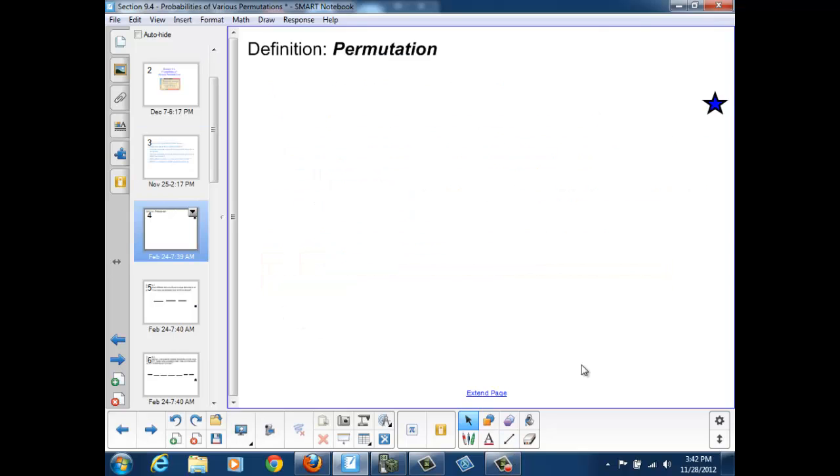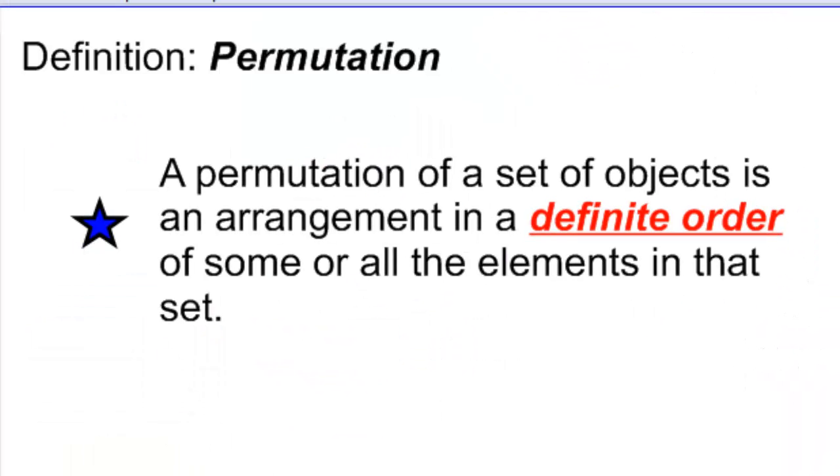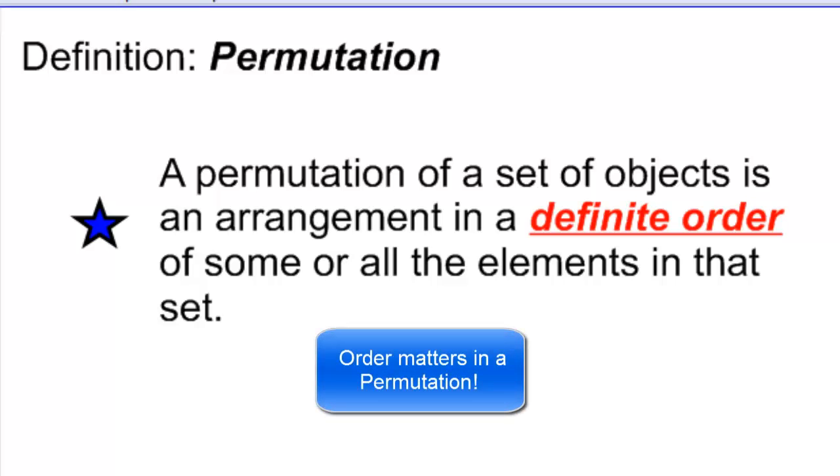Well, first let's define what a permutation is. A permutation of a set of objects is an arrangement in a definite order of some or all of the elements in that set. So, order matters with a permutation.